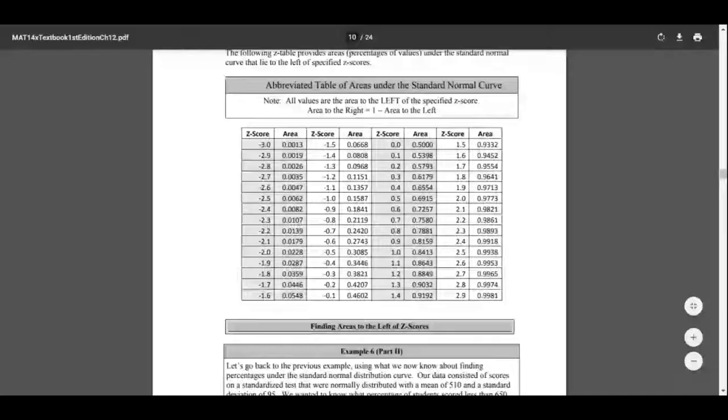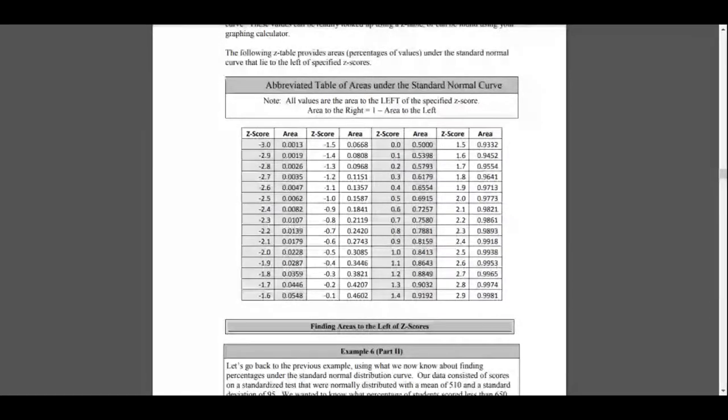You can see on this page in the textbook, which is online, we have these z-scores, and this gives you the area under the graph of the standard normal distribution curve, to the left of the z-score. So the area under the graph to the left of the z-score -3 would be 0.0013. To the left of -2.9 would be 0.0019, and so on.